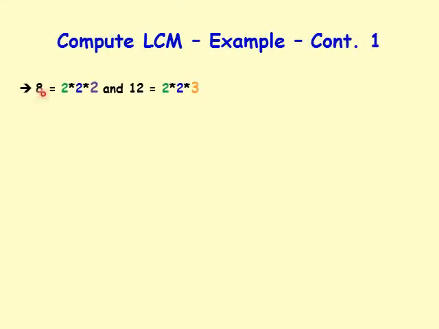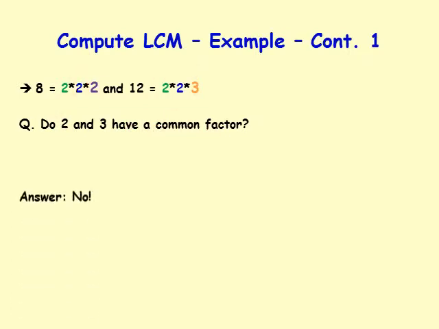Let's continue here. So 8 is 2 times 2 times 2, and 12 is 2 times 2 times 3, and 2 and 3 don't have any more common factors. Okay, so do 2 and 3 have any common factors? This number 2 and number 3 here?